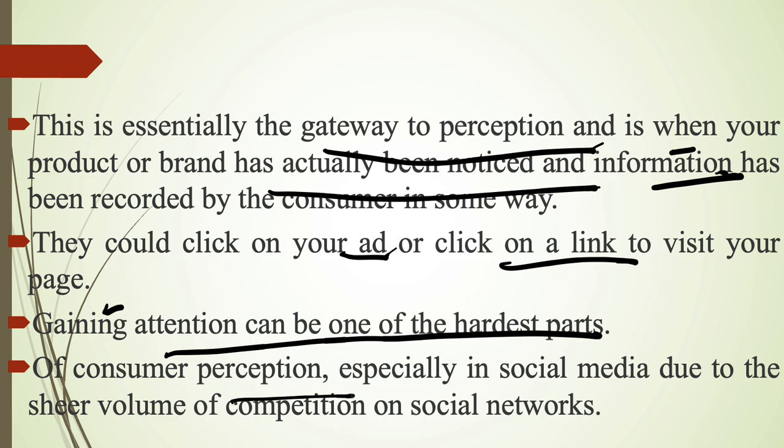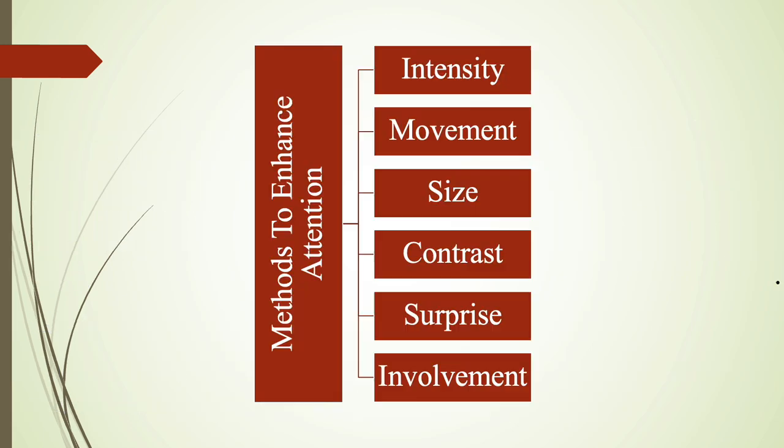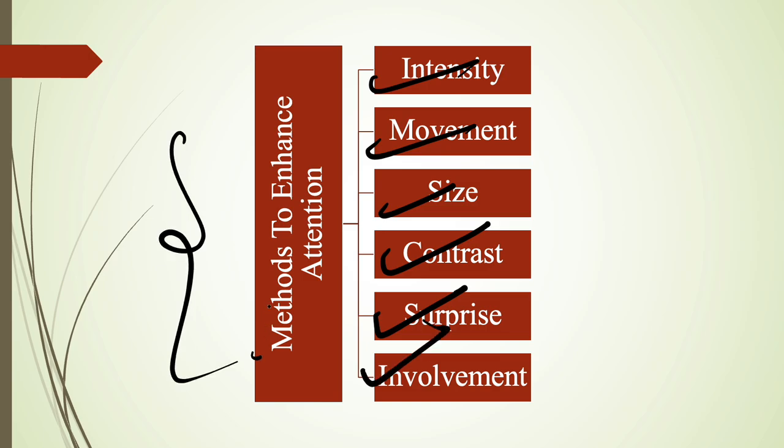So consumer perception, especially in social media, is difficult due to the sheer volume of competition on social networks. There are different methods of enhancing attention, which are intensity, movement, size, contrast, surprise, and involvement. So these are the various methods of enhancing attention by the consumer.